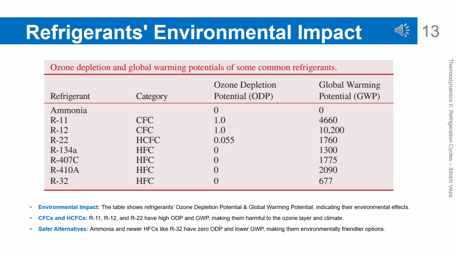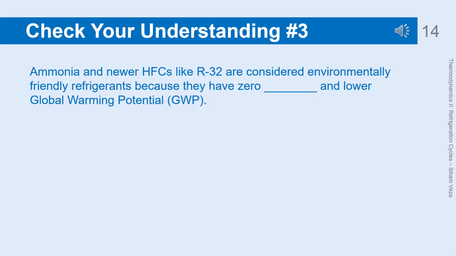However, every refrigerant still involves trade-offs between safety, performance, and cost. Therefore, refrigerant selection is always a complex engineering decision. Ammonia and newer HFCs like R32 are considered environmentally friendly refrigerants because they have zero ozone depletion potential, ODP, and lower global warming potential, GWP.